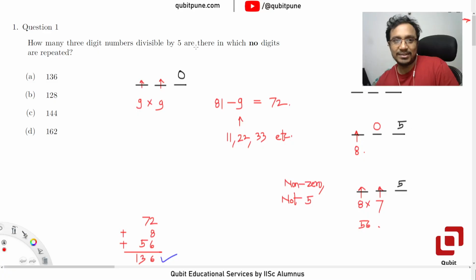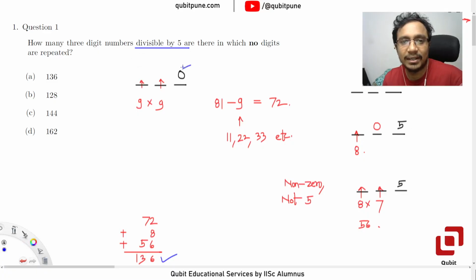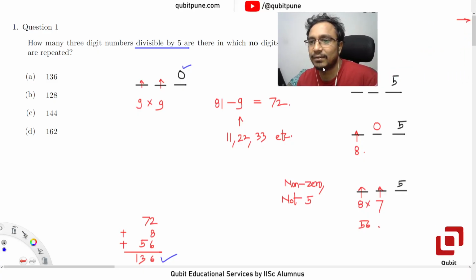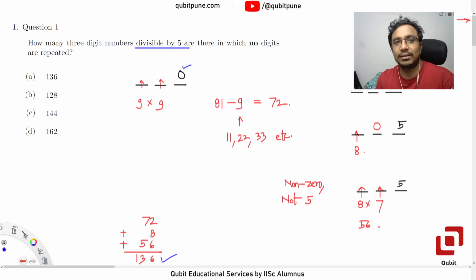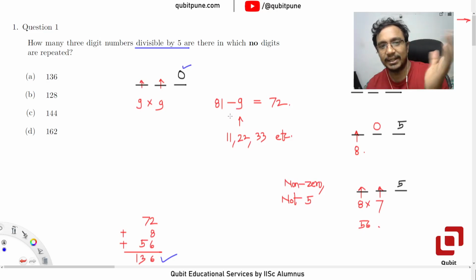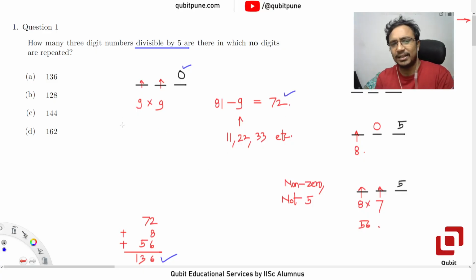So my approach is this. When we say divisible by 5, the number can either end in 0 or it can end in a 5. Correct? Now what I did is, if I want to calculate the total 3-digit numbers which end with 0 and which are divisible by 5, with repetitions allowed, it is 9 into 10. And then I subtracted 9 because I did not want 110, 120. So that turns out to be 72. It's removing those. Alternately, you could have also done 9 into 8 there. It's 9P2.